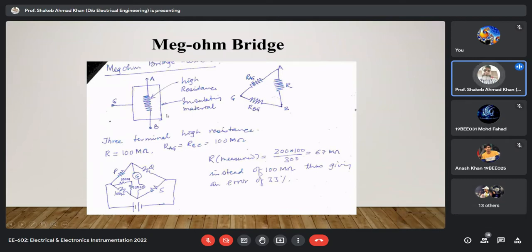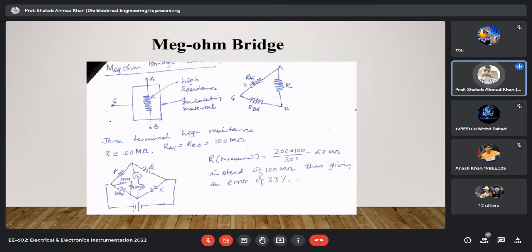A and B are the main resistance terminals, and G is the guard terminal. The guard arrangement is used to take care of leakage current, which is a potential cause of error in case of high resistance measurement. So we treat high resistance as a three terminal resistance. Two are the main terminals of the resistance, and one is the guard terminal.